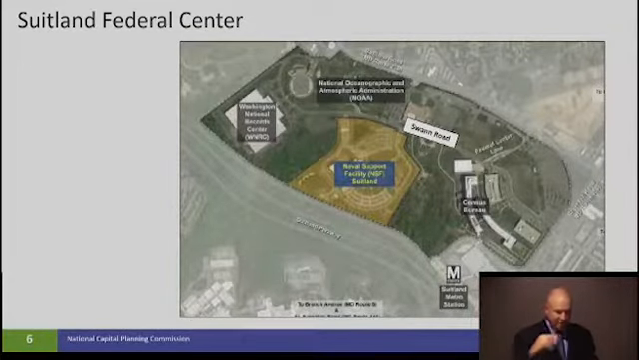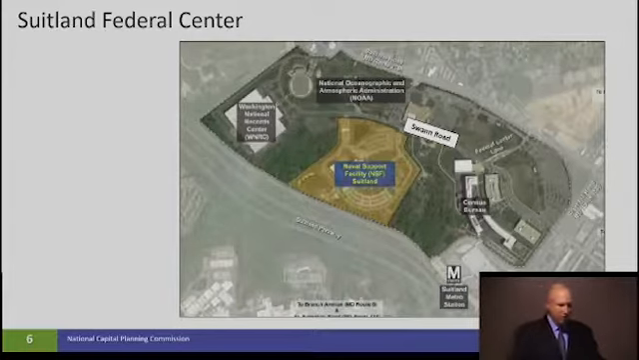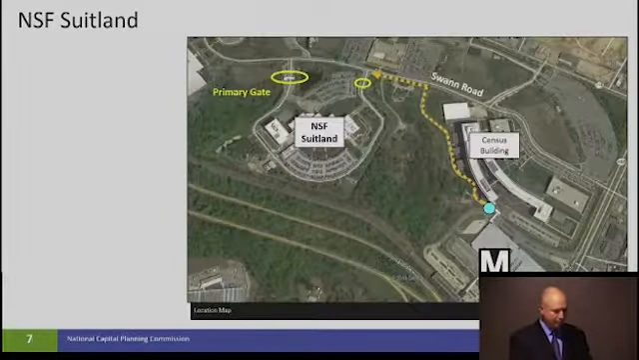Inside the Federal Center, existing tenants include the Washington National Records Center, National Oceanographic and Atmospheric Administration, U.S. Census Bureau, and NSF Suitland, which operates as a separate, secure installation within the larger Federal Center property. Thus, the Navy plans for the NSF Suitland property under a separate master plan or installation development plan outside of the larger Suitland Federal Center master plan.